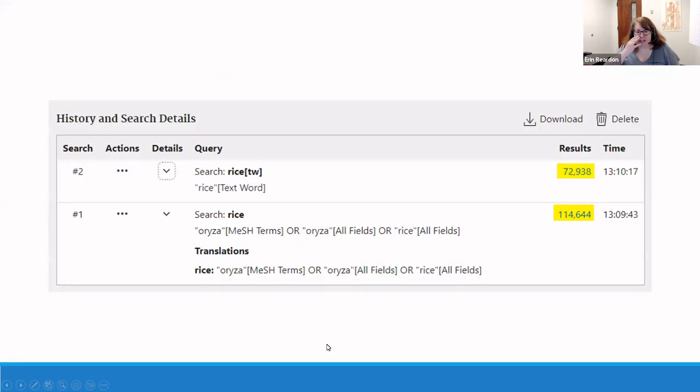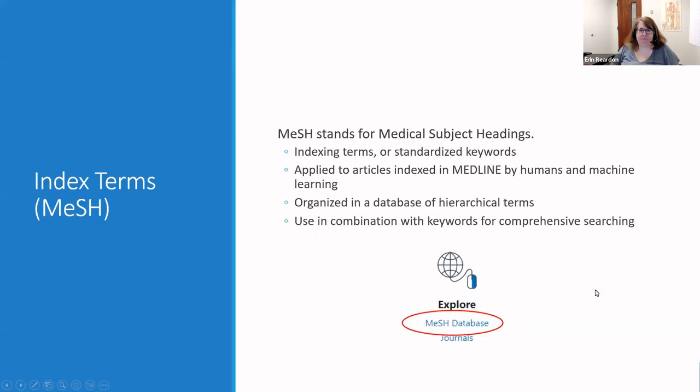So here's that example with rice. If we just search for rice, it looks for the MeSH term, which is oryza. It looks for oryza in all fields and rice in all fields. If we look for only rice as a text word, then we've got a lot fewer results. We can also take some things from this and add them to our search. If I like this MeSH term and want to include it in my search, we can take oryza as a MeSH term and add it to our search. We can take oryza as a text word and add it to our search as well.